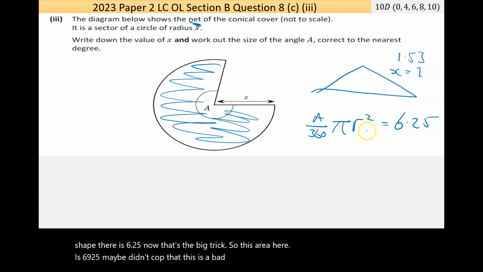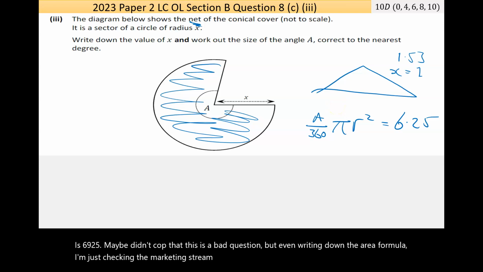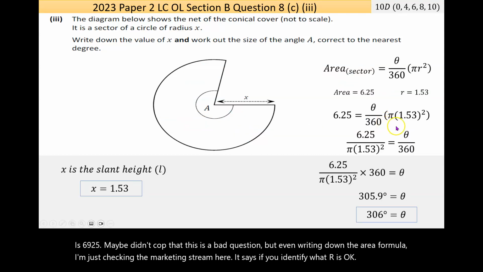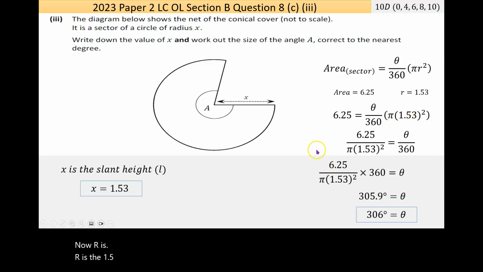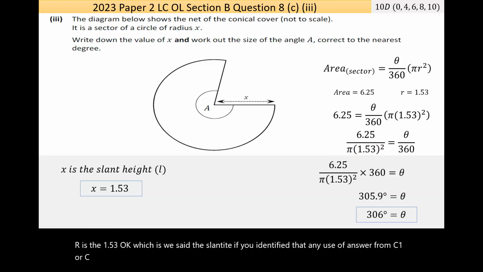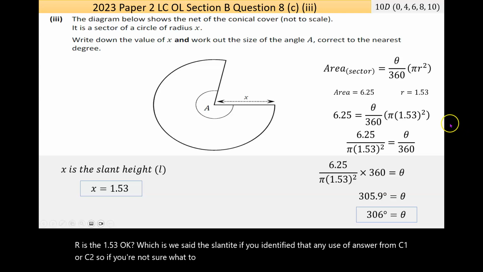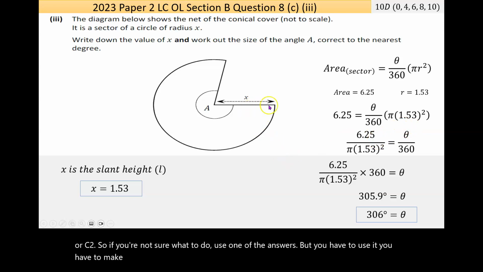But even writing down the area formula, I'm just checking the marking scheme here. It says if you identify what R is, okay. No, what was R? R is the 1.53, okay, which we said was the slant height. If you identify that, any use of answer from C1 or C2. So if you're not sure what to do, use one of the answers, but you have to use it. You have the mid partial for getting the correct x value, okay, the slant height.